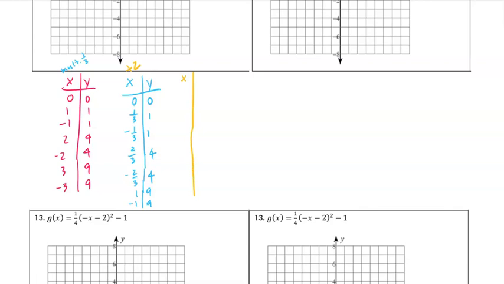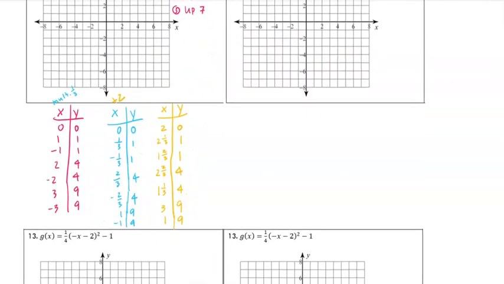So my x and y now is going to be (2, 0), (2 and 1/3, 1), (1 and 2/3, 1), and then (2 and 2/3, 4), and (1 and 1/3, 4), and we have (3, 9), and then (1, 9). Okay, next it's going to tell you to go up 7.